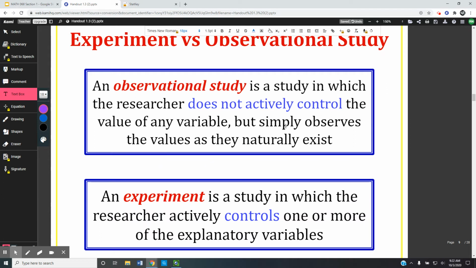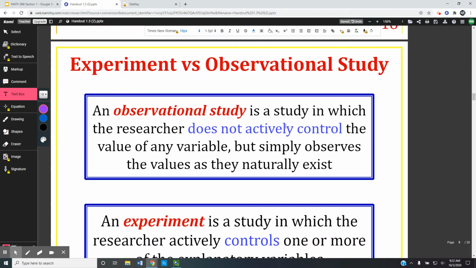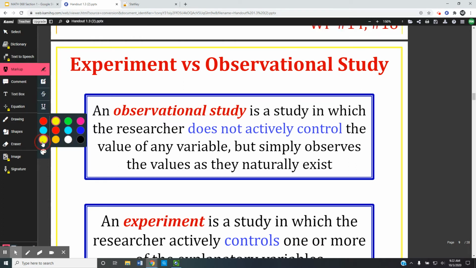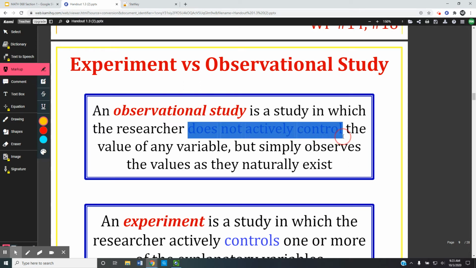So let's talk experimental versus observational studies. To start, an observational study is a study in which the researcher does not actively control, big time, right? Does not actively control the values of the variable, but simply observes the values as they exist in nature.